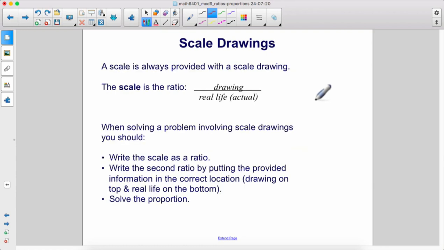A scale is always provided with a scale drawing. The scale is the ratio of the drawing to real life. When solving a problem involving scale drawings, you should write the scale as a ratio. Write the second ratio by putting the provided information in the correct location, drawing on top and real life on bottom, and then solve the proportion.